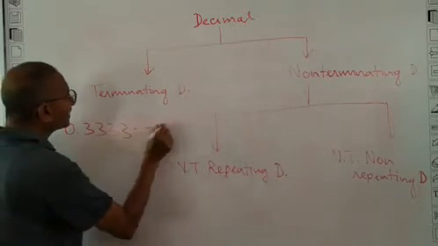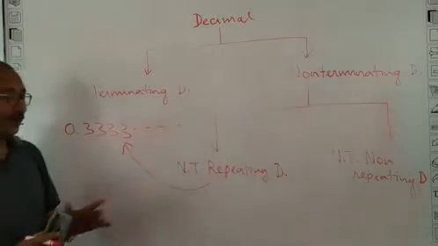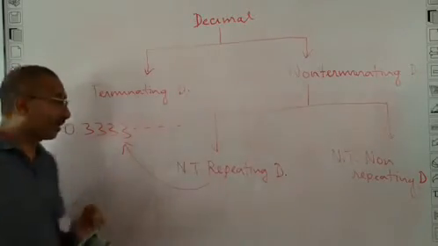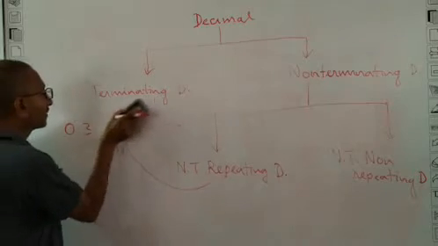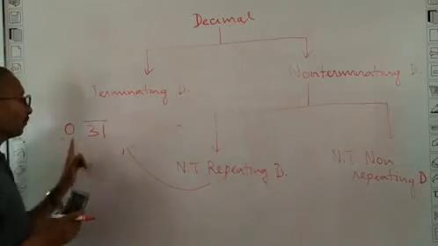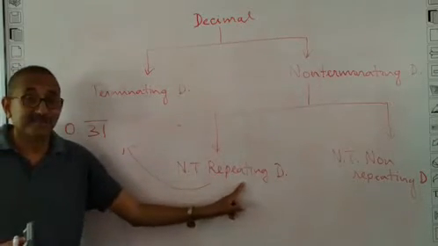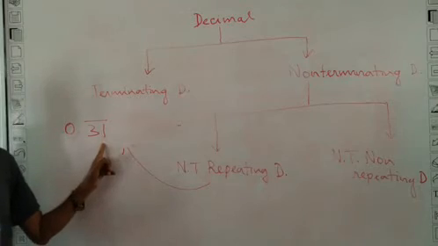Just now, while citing an example of a non-terminating decimal, I said 0.33333, every time 3 is repeating. So this is one example of a non-terminating repeating decimal. Or if I write in this way, 0.31 bar, that means 313131, every time it is repeating. So it is a non-terminating repeating decimal.